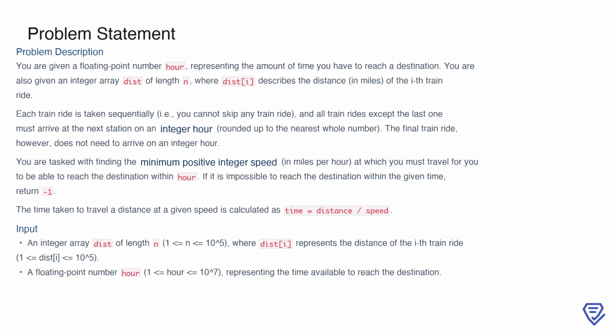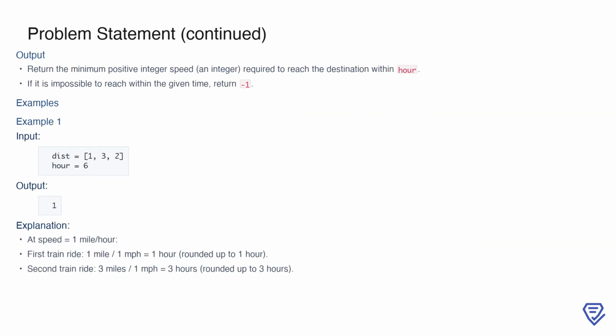However, for the final train ride, this rounding rule does not apply, and you can take the exact time it requires. The goal is to determine the minimum positive integer speed that allows you to complete all the train rides within the given hour. If it is not possible to reach the destination under the given time constraint, we should return -1. The time for any train ride is calculated as time equals distance/speed. The output of the problem is the minimum integer speed required to complete the journey within the given time, or -1 if completing the journey is impossible.